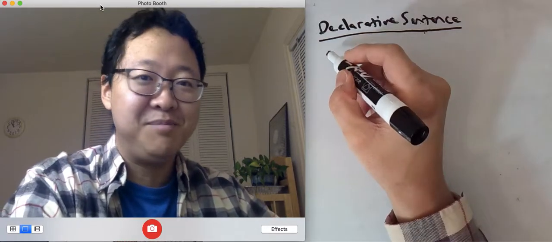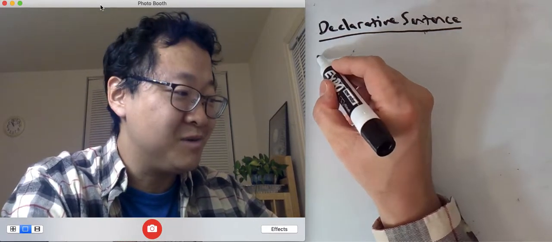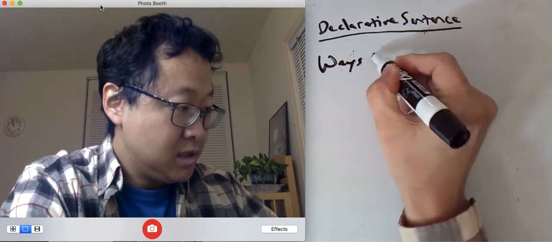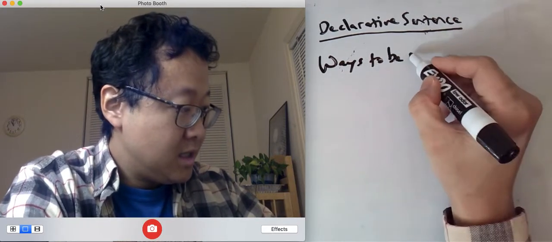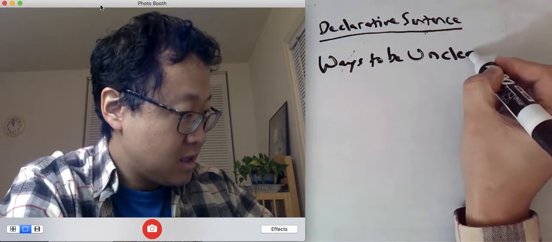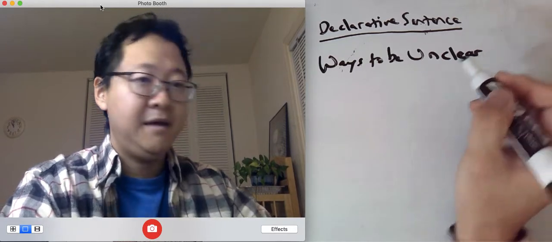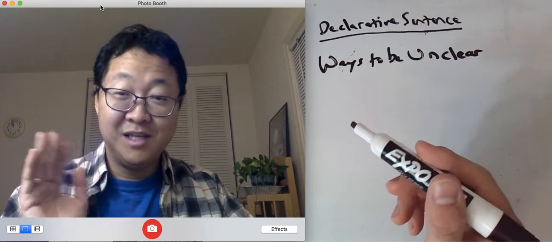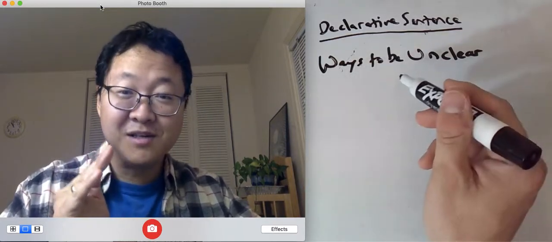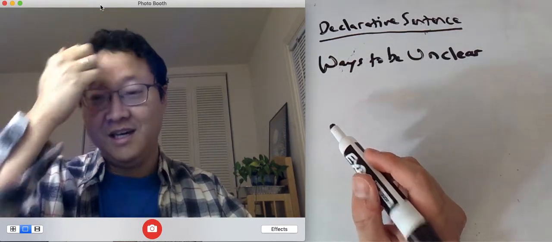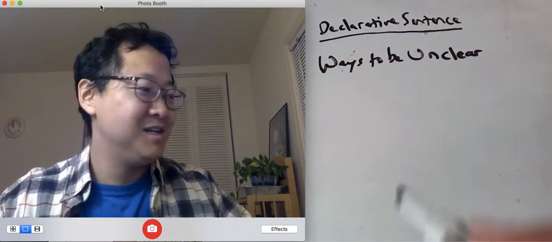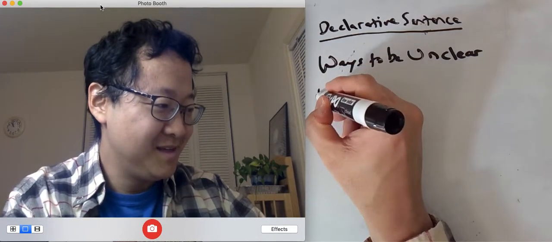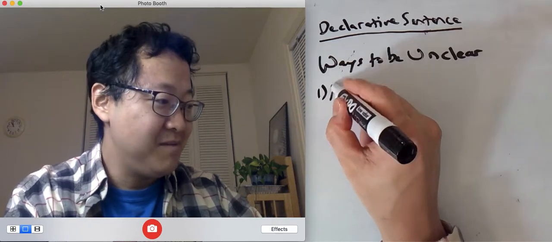Okay, now, but there are plenty of ways. What we were really learning were ways to be unclear. Okay, now ways to be unclear. What falls under this list is going to be, well, a bunch of things. So I'm just going to list them. One, ambiguity.